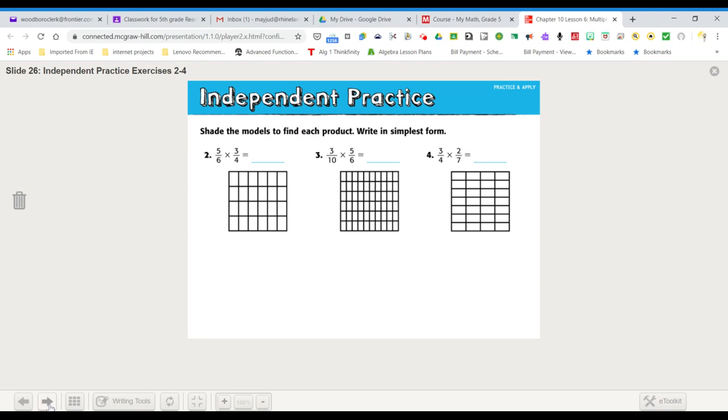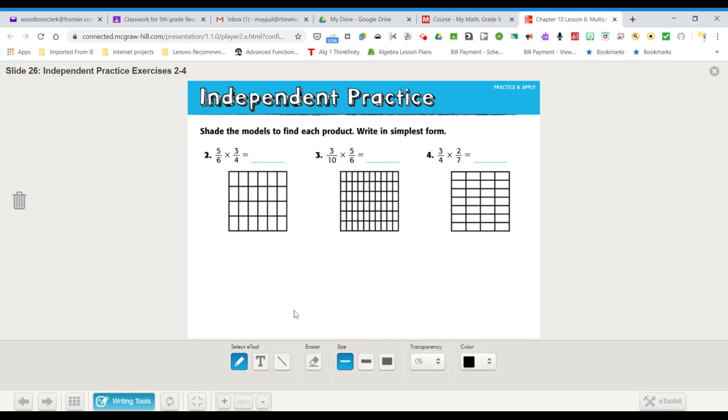I want to do a couple of problems here. The shading part of this is super easy. We skipped the modeling of this, but I just want to show it to you so that you have it. When you are multiplying 5/6 times 3/4, there are 6 columns here and there are 4 rows. So you would shade 5 out of the 6 columns.